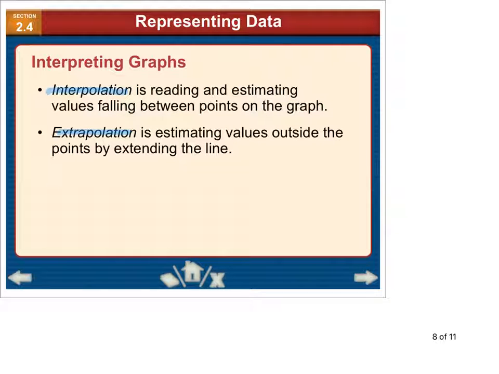And that's what times in trying to figure out origins of the Earth, origins of the universe, they start extrapolating back. And we don't know if things have stayed the same. So, extrapolation, not as reliable as interpolation.